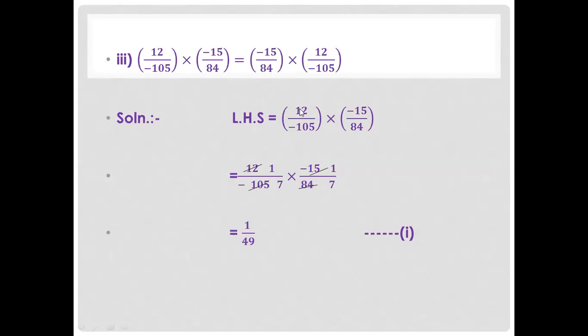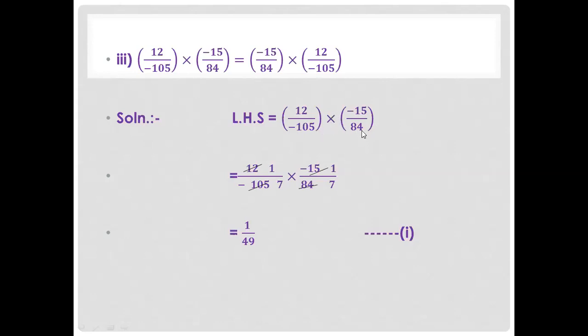If you check the left hand side, you have 12 over minus 105 multiplied with minus 15 over 84. Girls, if you have a multiplication sign between fractions, remember one thing: no need to make the denominator the same. Some students made this mistake in the class 6th annual exam, that when they have a multiplication sign between fractions, they make the denominator the same. No, you will not do that.